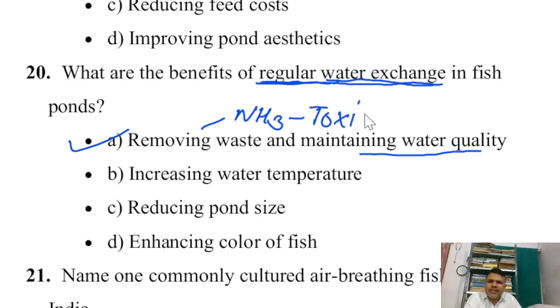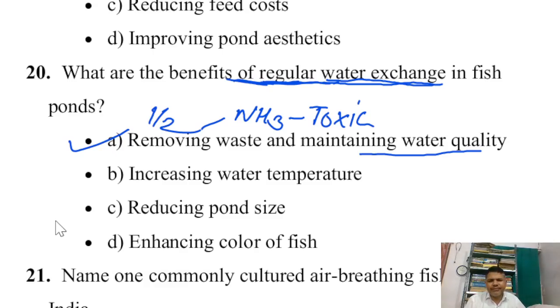So we have to exchange at least one third of the water in 5 to 7 days. That maintains the water quality, and we have to refill this water with fresh water to maintain the water level. So the correct option here is A, removing waste and maintaining water quality. It is the purpose of regular water exchange in a fish pond.